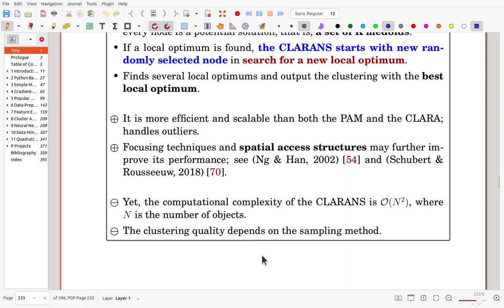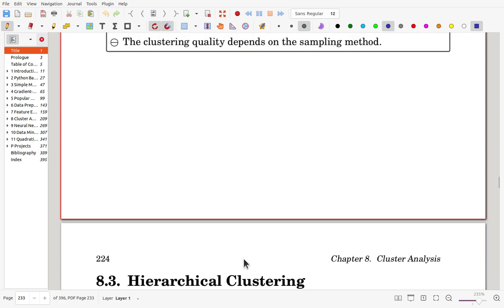Okay, PAM is good for small data, but for large data sets it is expensive, so people try to use CLARA and CLARANS. But if your data is not so large, then try to use the original PAM. It's better in accuracy. Okay, that's the end of the section. Thank you.